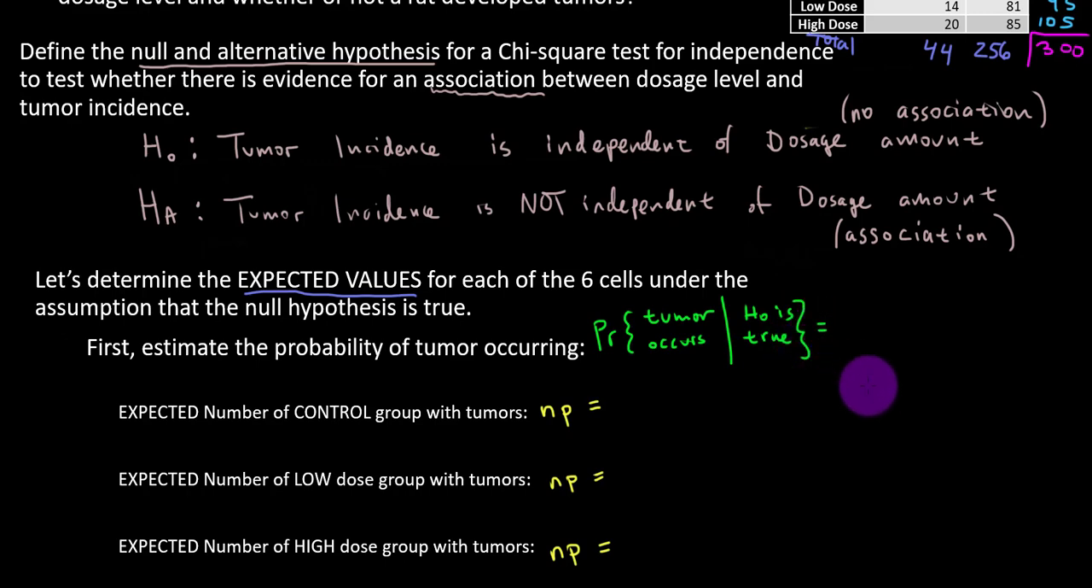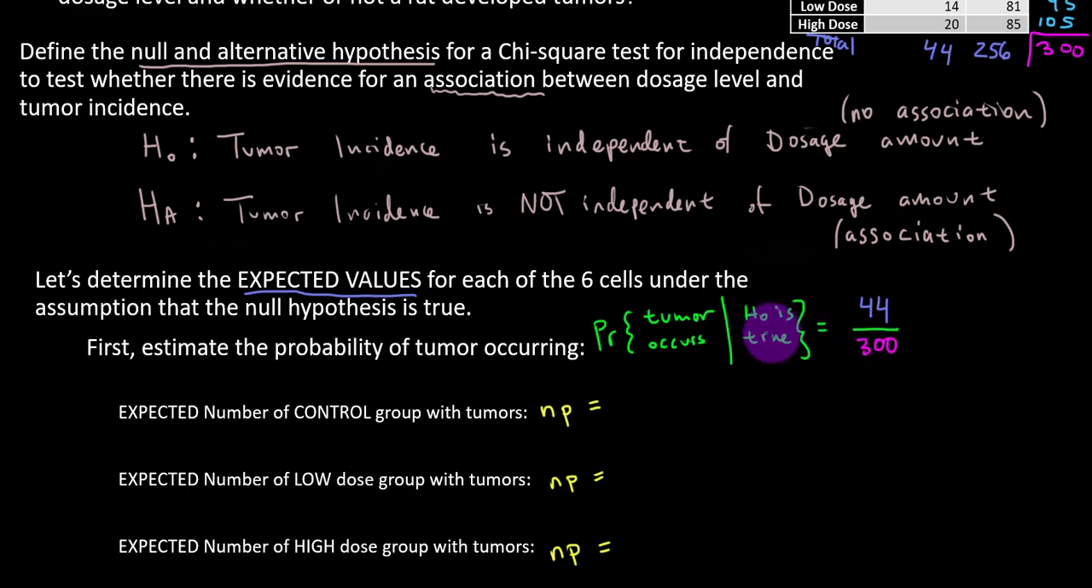If the null hypothesis were true, then we would expect the same probability of obtaining a tumor, regardless of whether you are in the control group, low dose, or high dose group. So essentially, the dosage amount doesn't matter. Let's put all the rats who got a tumor in one group, and we can see up here that that total is 44 rats that obtained a tumor out of the 300 rats total.